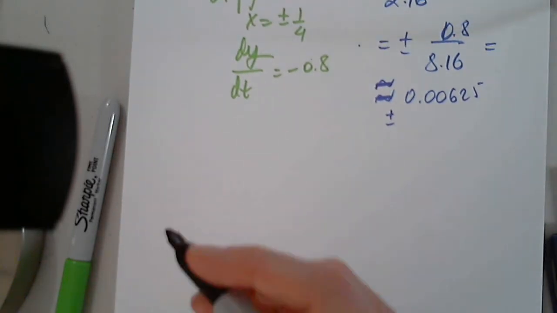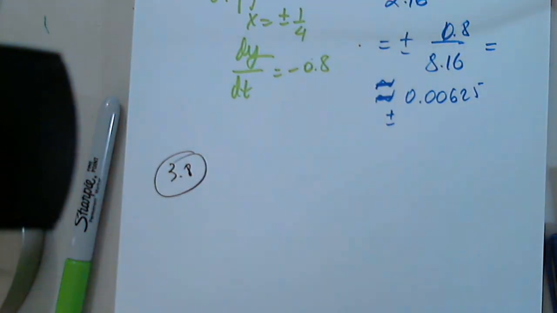I'm going backwards now to 3.8. So we looked at a couple of examples on 3.9. I'm walking my way backwards.